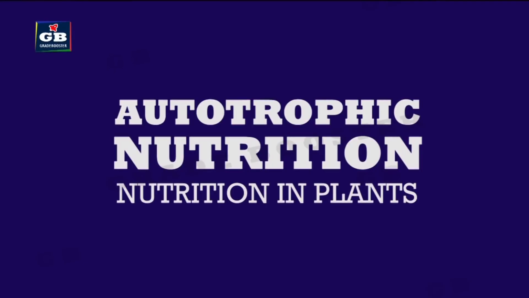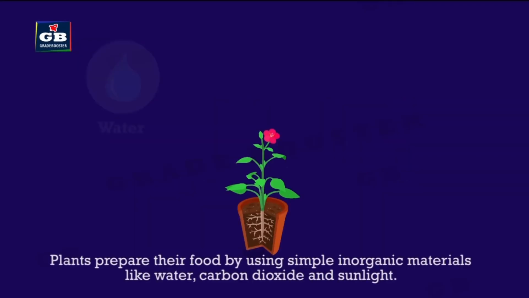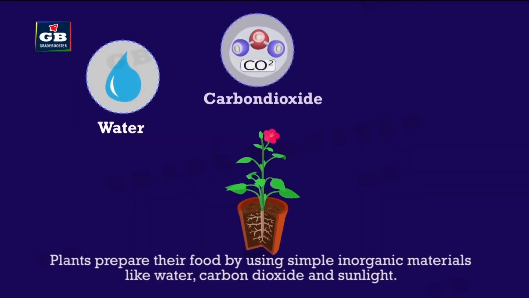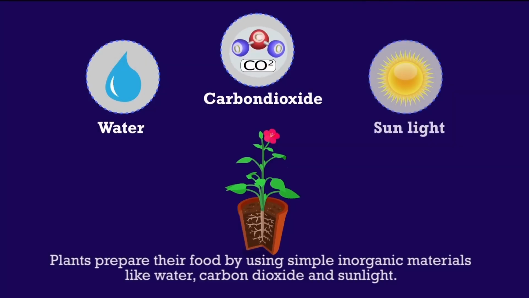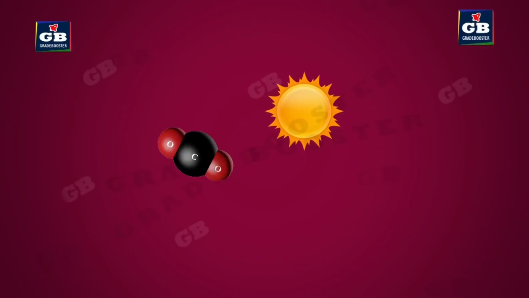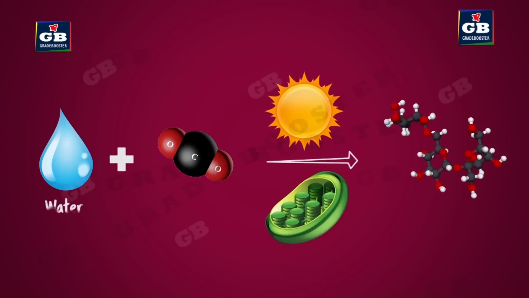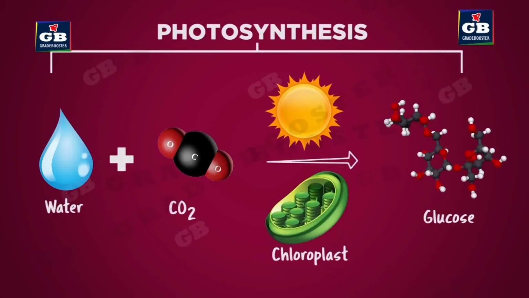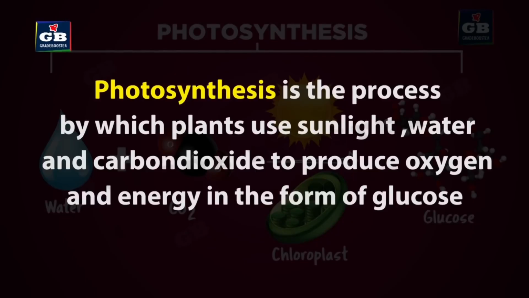Nutrition in plants. Plants prepare their own food by using simple inorganic materials like water, carbon dioxide, and sunlight. This process is called photosynthesis. Photo means light and synthesis means making or preparation. Now let us see the definition of photosynthesis.